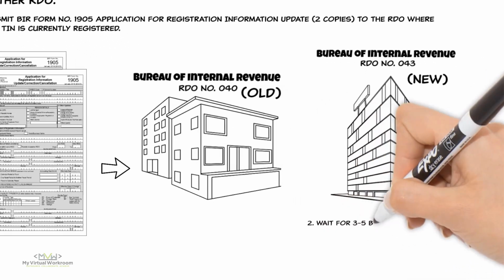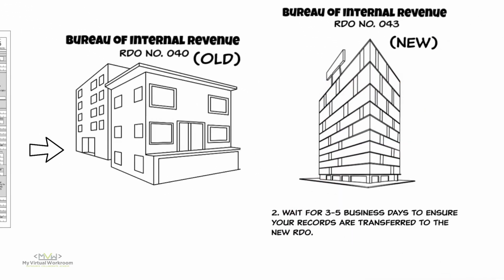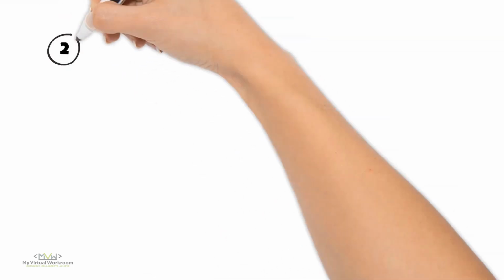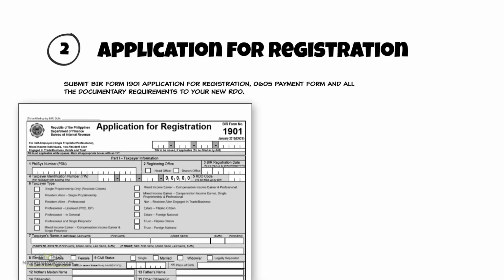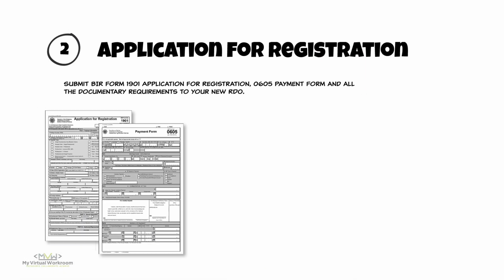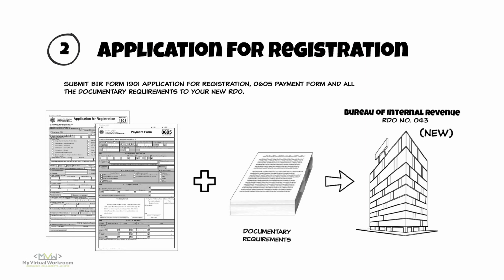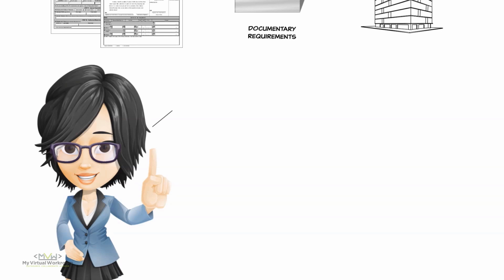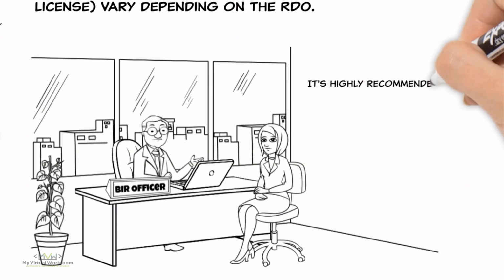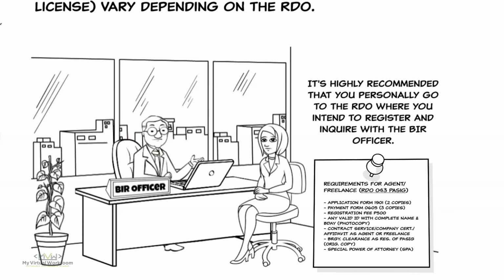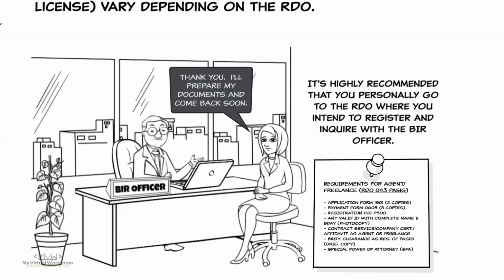Wait for 3 to 5 business days to ensure your records are transferred to your new RDO before applying for registration. The second step is to apply for registration as a self-employed professional. Fill out BIR Form 1901 Application for Registration, Payment Form 0605, and submit them along with the documentary requirements to your RDO. Please note that the list of requirements for self-employed professional varies depending on which RDO you go to. It's highly recommended that you personally go to the RDO where you intend to register and inquire with the relevant BIR officer.